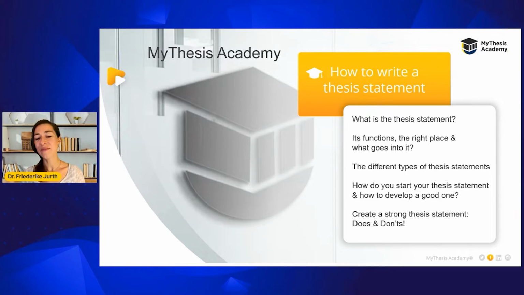So, as you can see, our schedule for today contains some fundamental and formal questions like what is the thesis statement, what is the function and what is the right place, as well as what goes into it. Then we will have a look at the different types of thesis statements, and the most important part is how do you make your thesis statement strong? What are the attributes of an outstanding one?